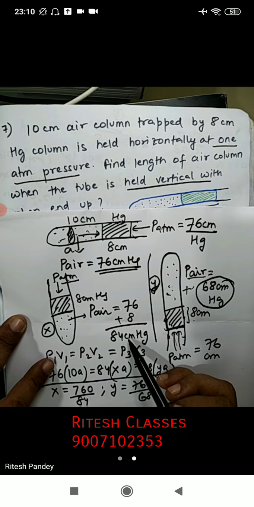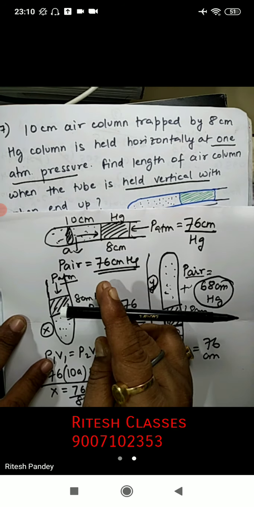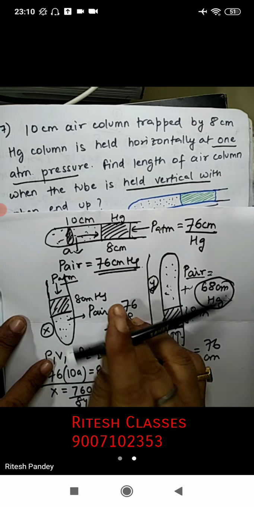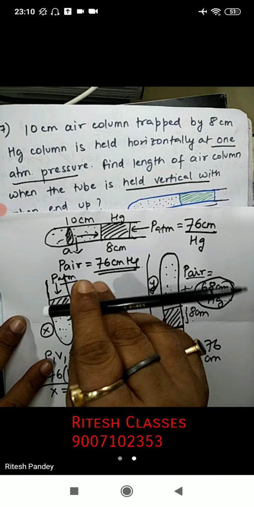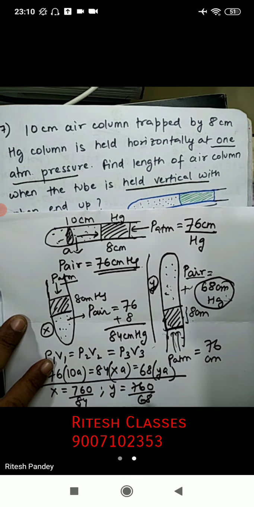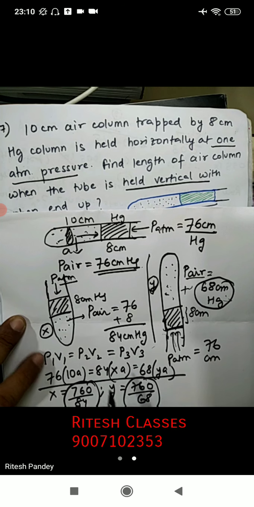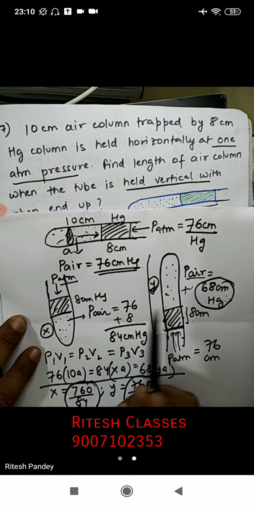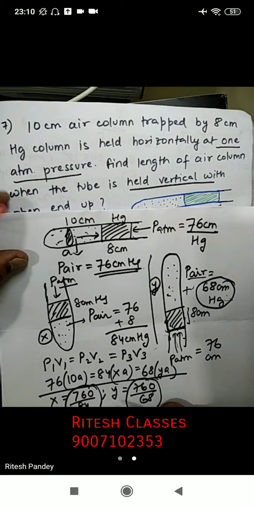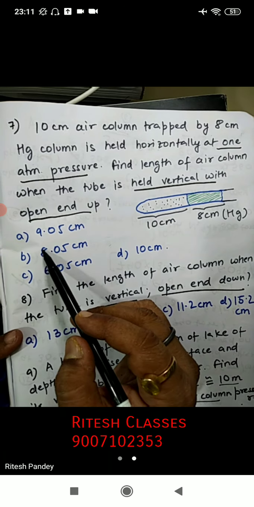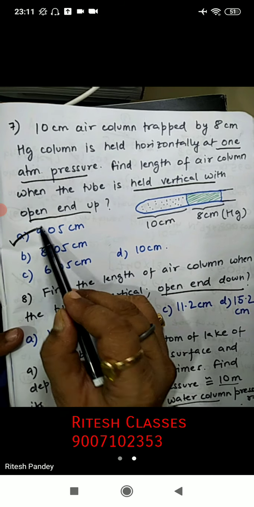So I think most of you would understand this after realizing that the pressure, initially 76, increases to 84 when it's turned from horizontal to vertical with the open end up, and decreases to 68 when it's turned from horizontal to vertical with the open end down. Now this I guess will be close to 9 and this will be close to 11.2. This one will be less than 10, this one will be more than 10. On calculating, this length will be 9.05. I think some of you would have got it right.